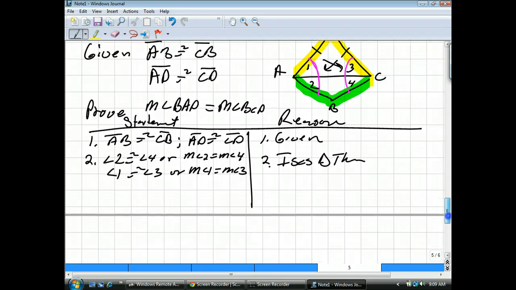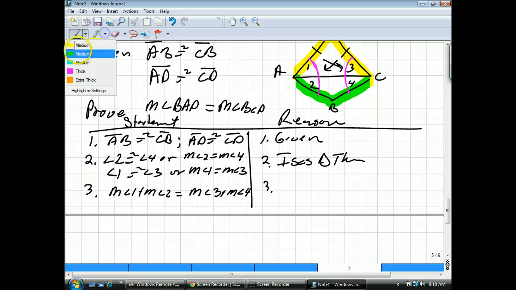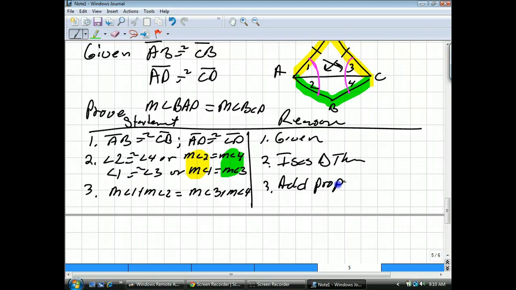Okay? Then I can add those together. So measure of angle 1 plus measure of angle 2 equals measure of angle 3 plus measure of angle 4. Okay? And all I did was add these two together and add these two together. So that's just the addition property.